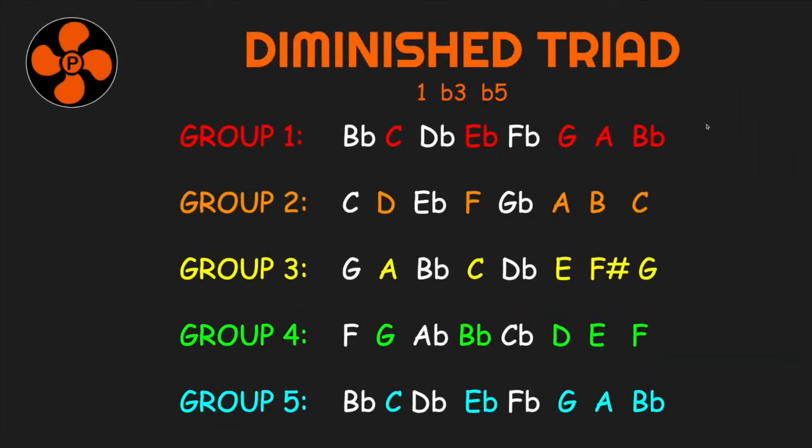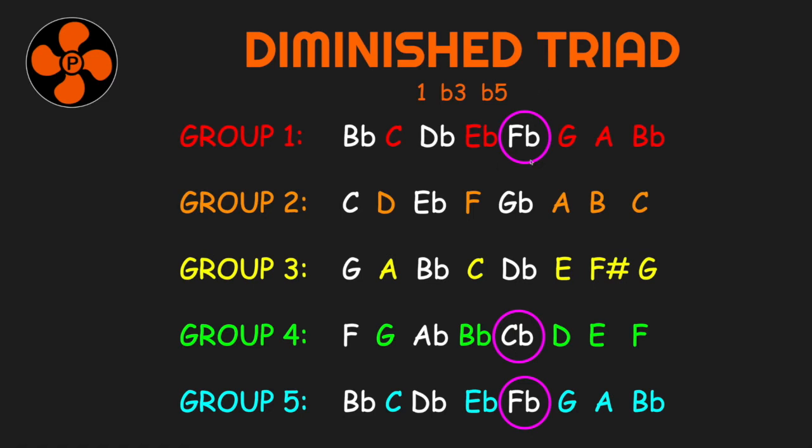The third type of triad we'll discuss is the diminished triad. This one has the first note, a flatted third, and a flatted fifth. Some of the groups might see things that they haven't seen before in this one. Look at the flatted fifth. There are 3 groups that need to pay extra close attention to this one. Group 1, 4, and 5.